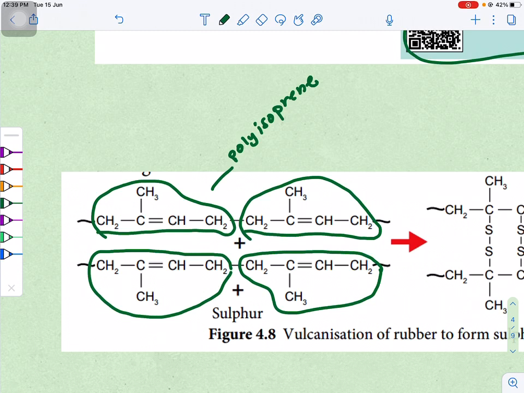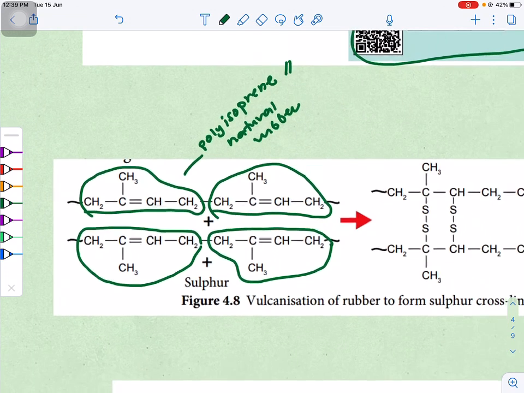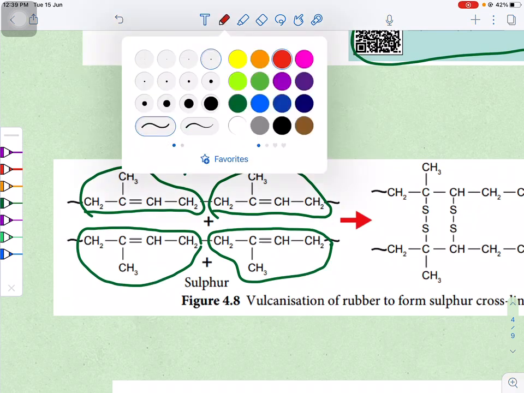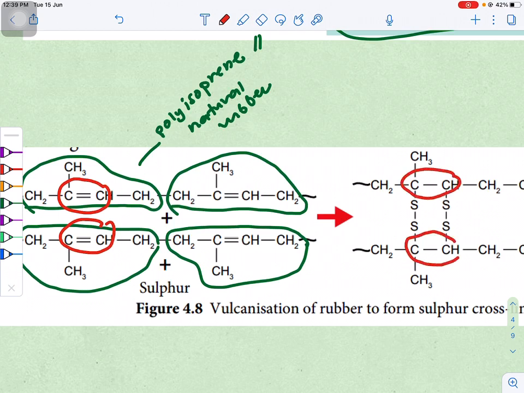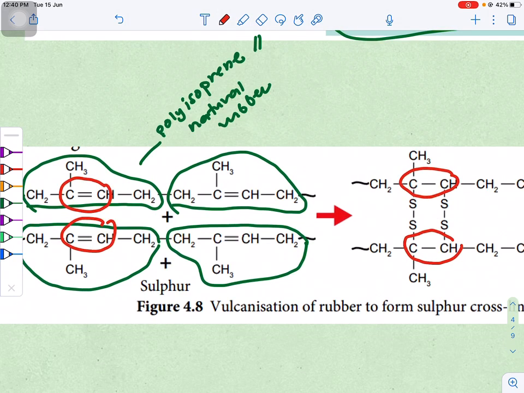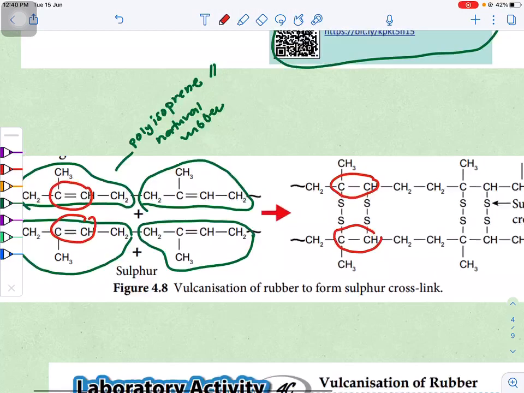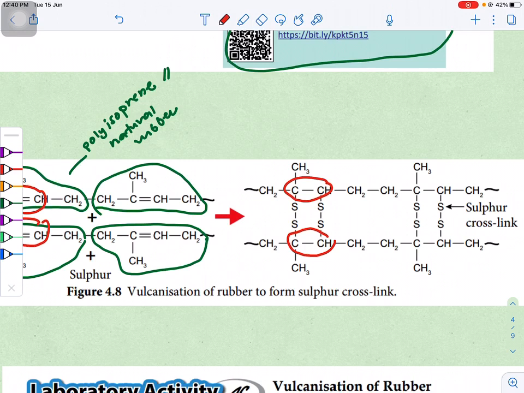Okay, so when I dip or heat my polyisoprene, or another name for it, natural rubber, in sulfur or dip in disulfur dichloride, what happens? We only focus on the double bond part. At the double bond, sulfur will be there. So this is our carbon double bond. We break the double bond, and then you have the sulfur in between the first layer of the rubber molecule and the second layer. It will connect the first layer and the second layer. So from two different layers of rubber molecule, it becomes one layer attached together.